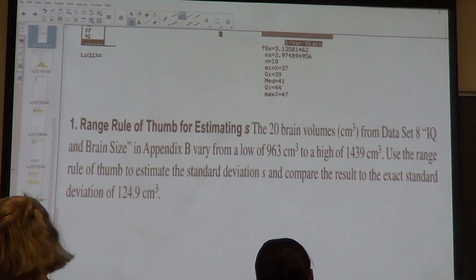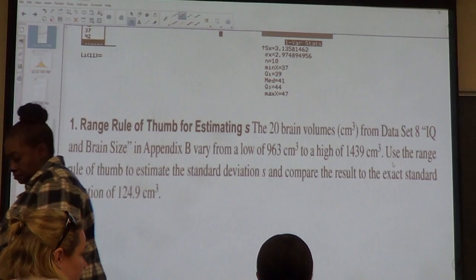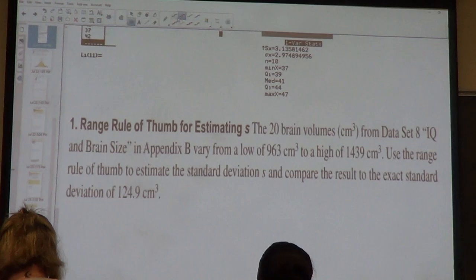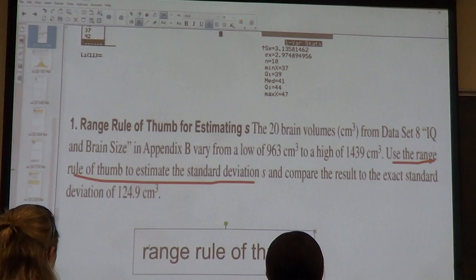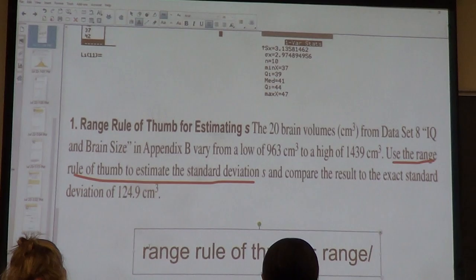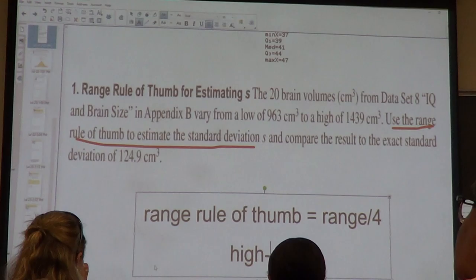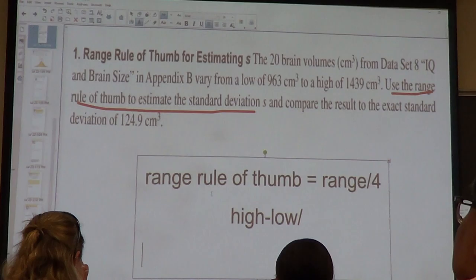So the question just said, use the range rule of thumb to estimate. Walk away from the stinking computer. So that means I'm going to do this for a second. Range rule of thumb is range divided by 4. So, in order to get the range, we have to know high minus low, and then divide that by 4.